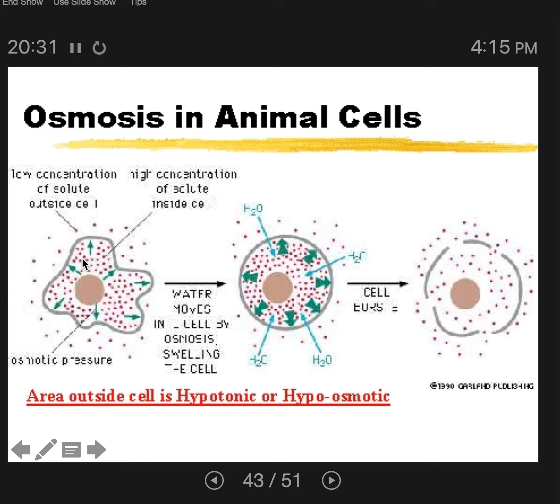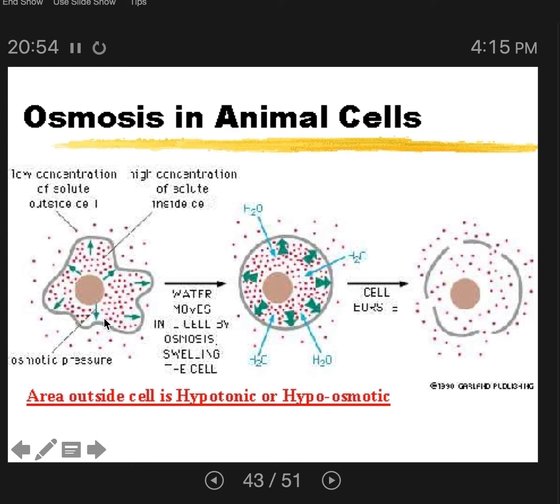Where is there more white space? Well, there's more white space outside, right? There's some red dots outside, but the white space is more concentrated outside and less concentrated inside. So the water concentration is higher. The water is more pure outside this cell. The water concentration is lower. The water is less pure inside the cell.